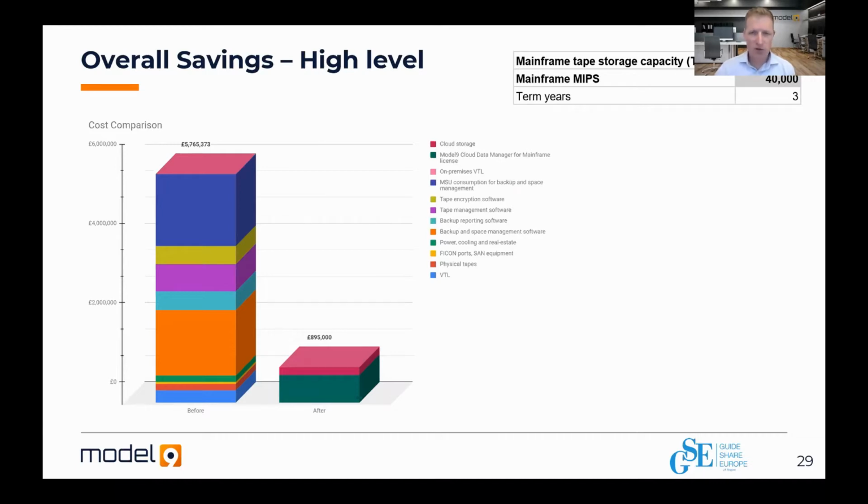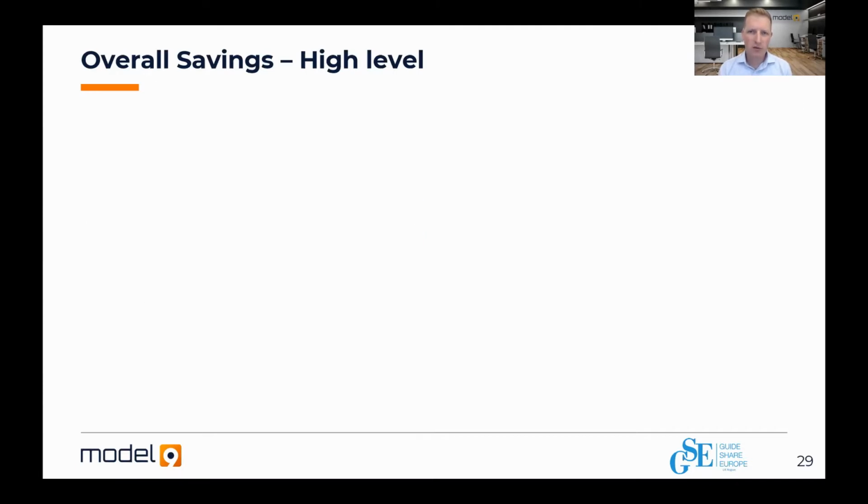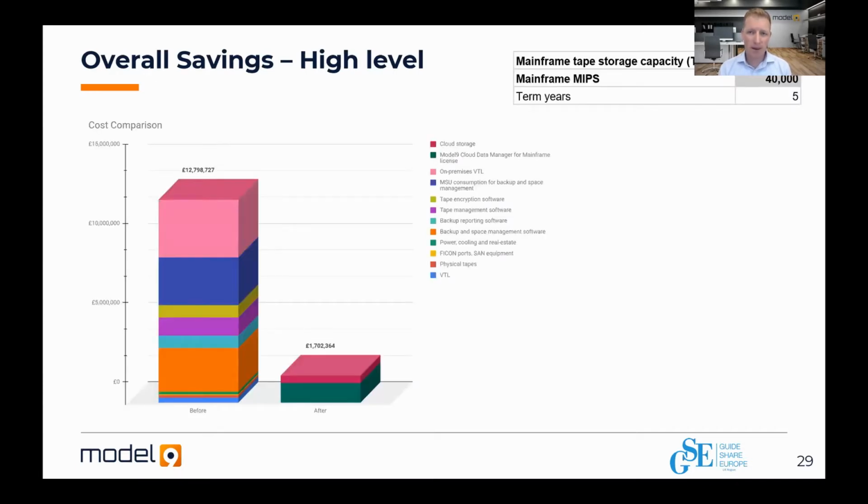By the way, we have a session in 2 days talking about CA replacement with Model 9, giving examples. And again, there are a lot of customers today that are looking for an alternative, and Model 9 is that alternative. Now, this is 3 years of savings with a customer that has 40,000 MIPS and 1 petabyte. If we change it into 5 years, this is the cost savings. So as the term is longer, you can save much more. The savings is significantly more.